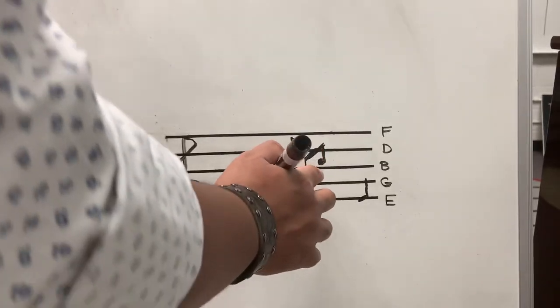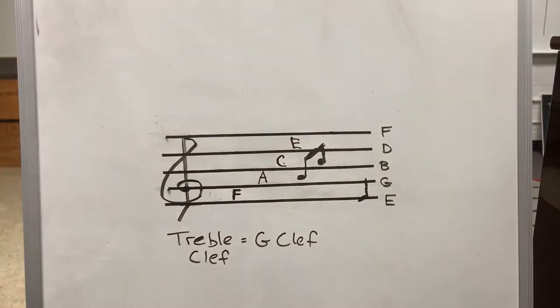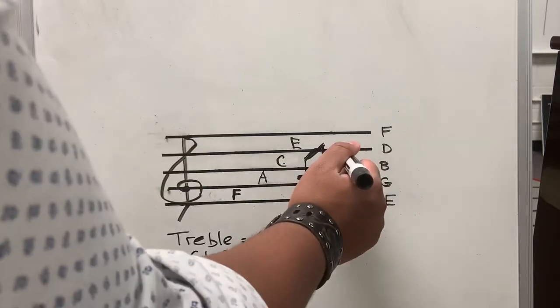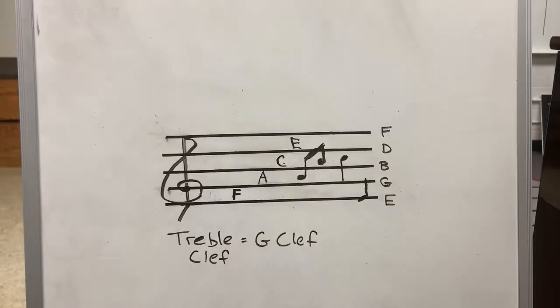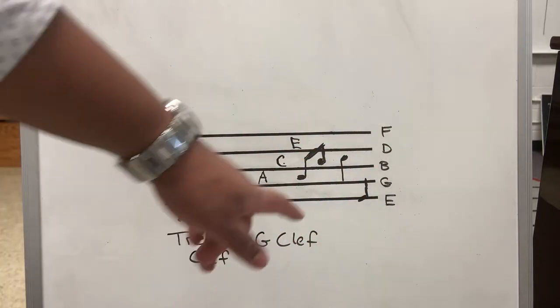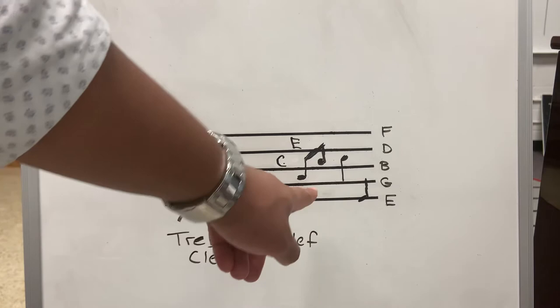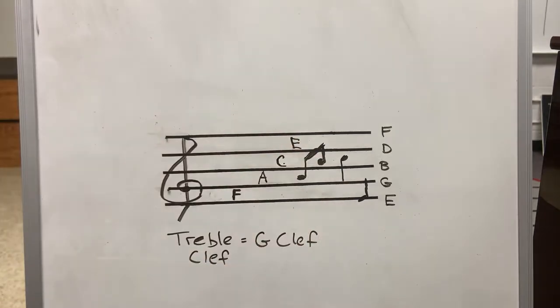Now, if I wasn't going to connect them, I would just draw this stem going down like this. Which is just a quarter note. It's not connected to any other note right now. But now I just drew a pair of eighth notes on here.